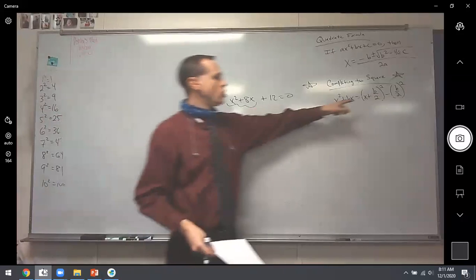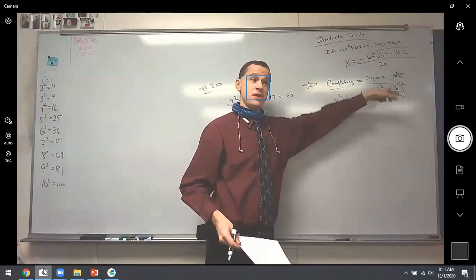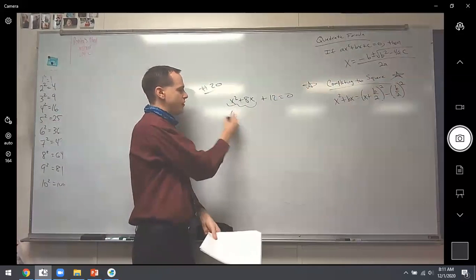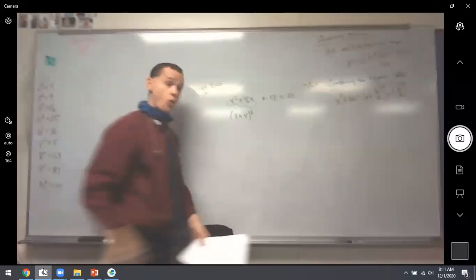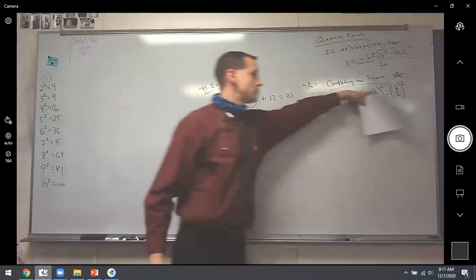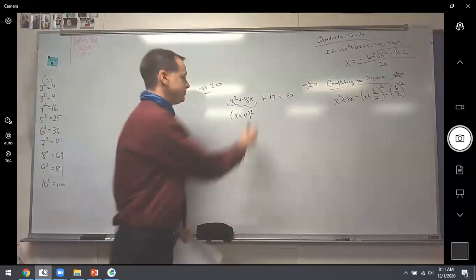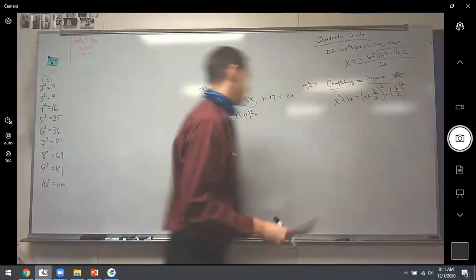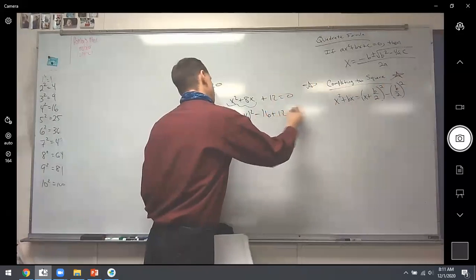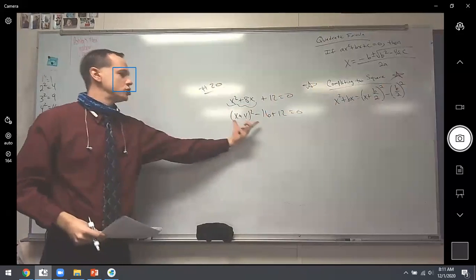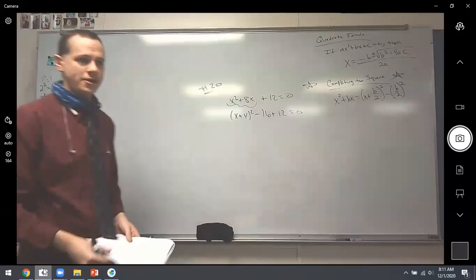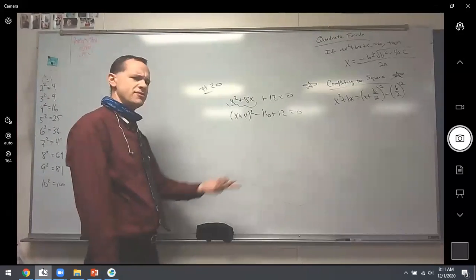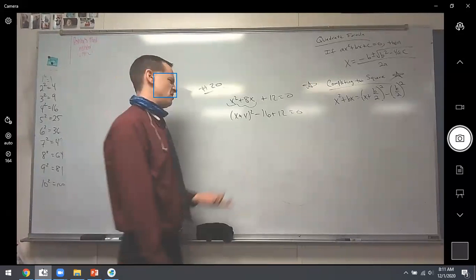So over here, I got a lot of b over 2's floating around. b over 2 would be 8 over 2 or 4. Okay, so I'm going to replace this with x plus 4 squared. Minus, and then 8 over 2 is 4, and 4 squared is 16. So I've completed the square. I took these 2 and turned them into this by my little equation. Make sense on that?